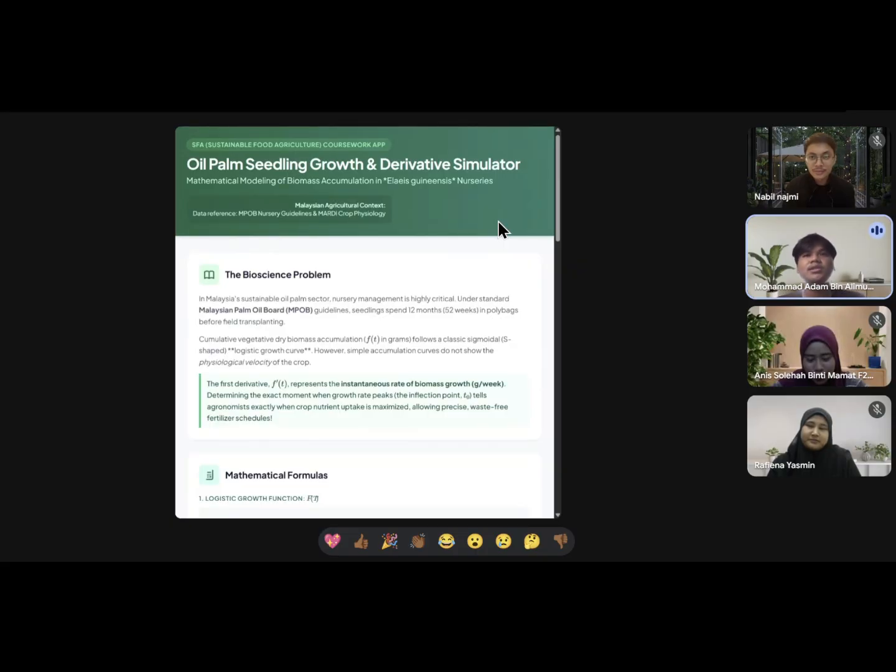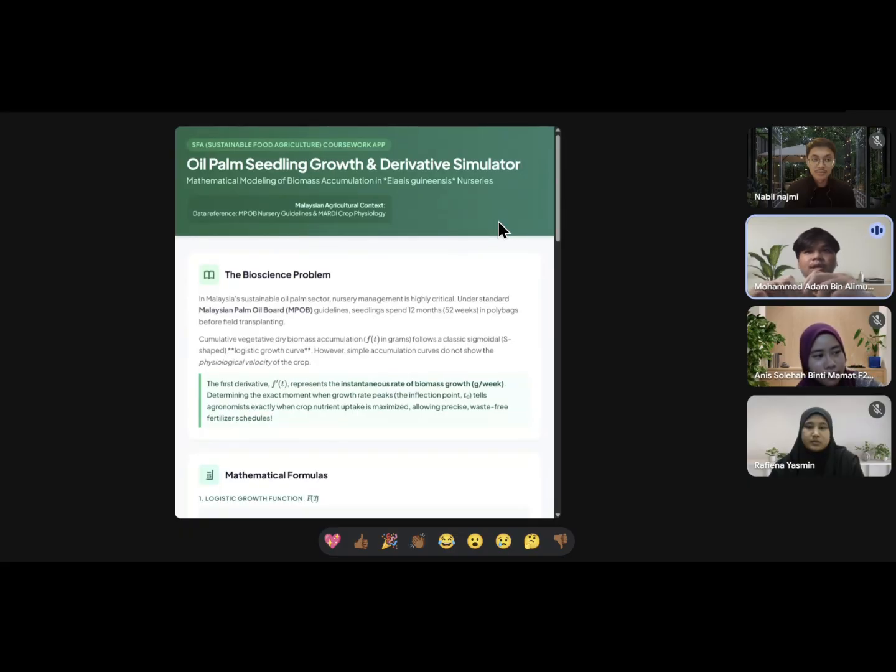This project studies oil palm seedling growth in Malaysian nurseries before seedlings are transplanted into plantation. The main bioscience problem is understanding how biomass, plant dry weight, increases over time and identifying when the seedlings grow most rapidly. The model uses a logistic growth curve, which is common in biology because living organisms usually grow slowly at first, then rapidly in the middle stage, and then slow down as they approach their maximum size.